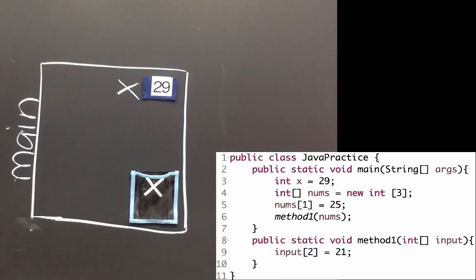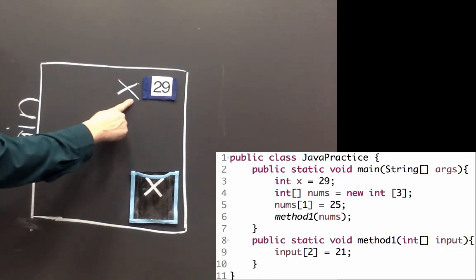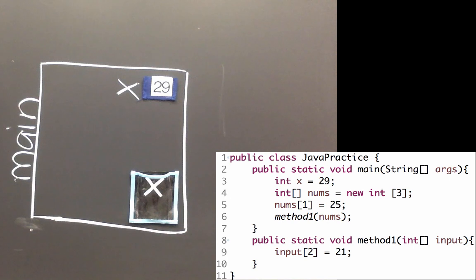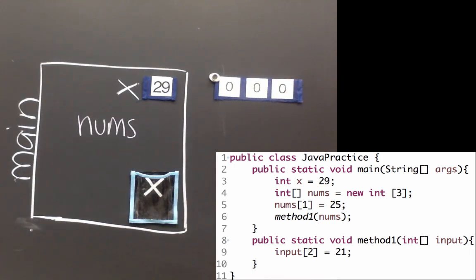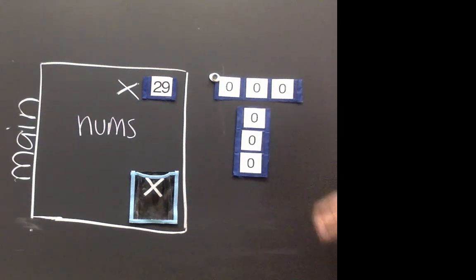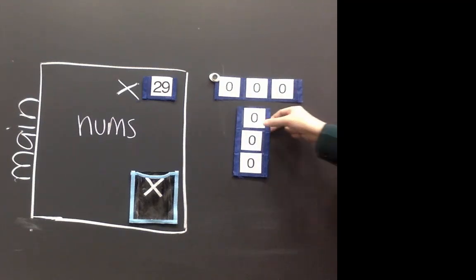So now we have a main method where we made an int and gave it the value 29. Our next line is going to make an array with 3 elements in it, and it'll have the name nums. An int array with 3 elements is just 3 int variables glued next to each other. We can view it like it's horizontal, or we could draw them as if they're vertical. Either one of those is fine. I'll use this horizontal one.